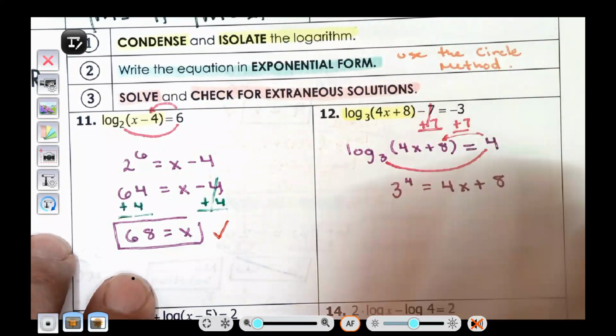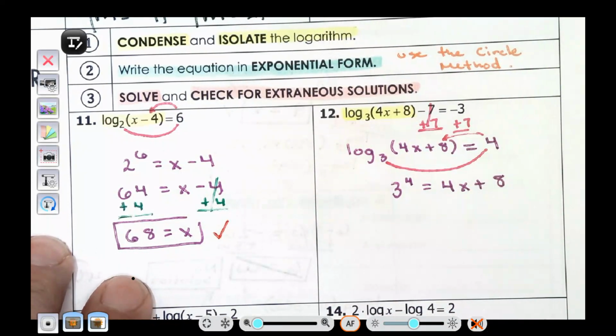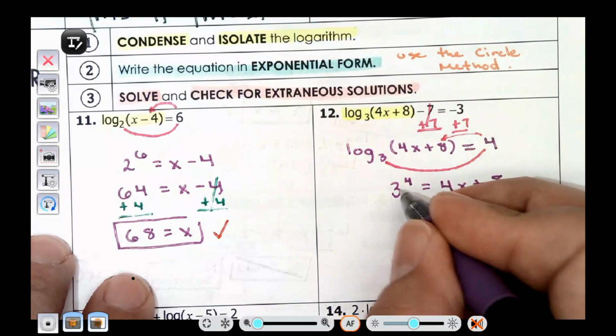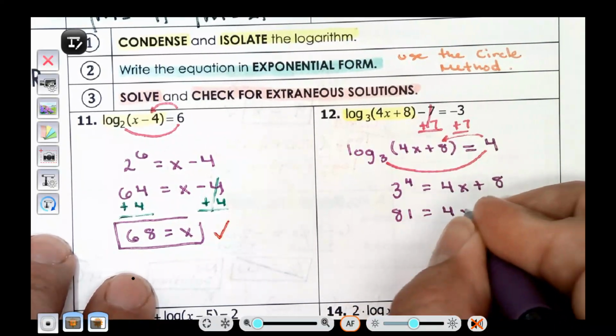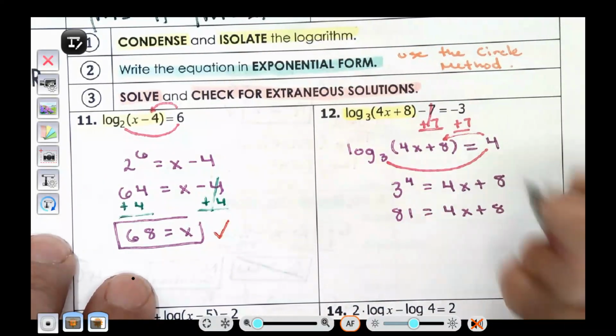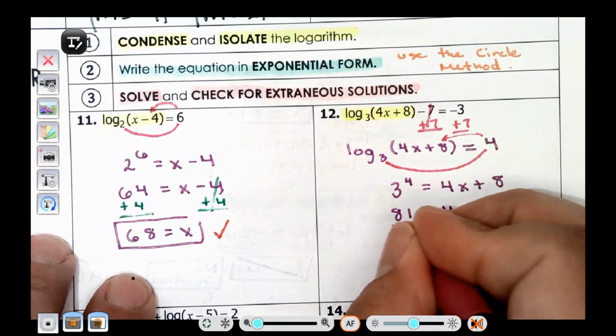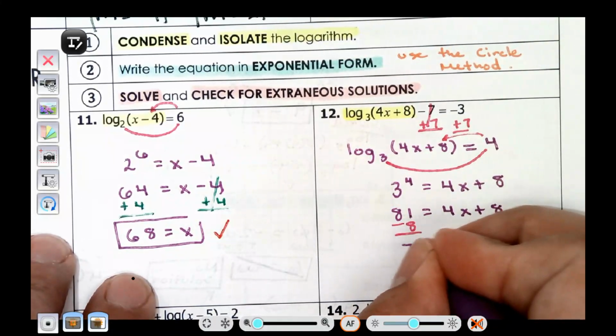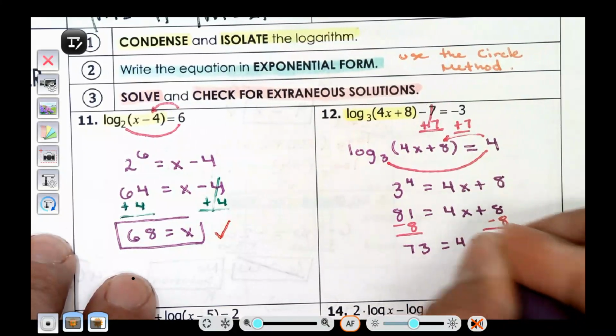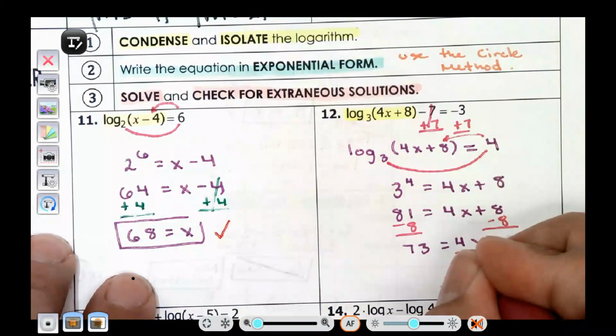See, circle method, no more log after that. All right, well, let's continue to work this thing out. 3 times 3 times 3 times 3 is 81, is equal to 4x plus 8. Let's get rid of the 8, of course. A little subtraction there. So we have 73 is equal to 4x, and then we divide by 4.